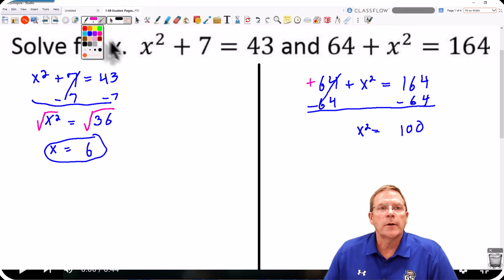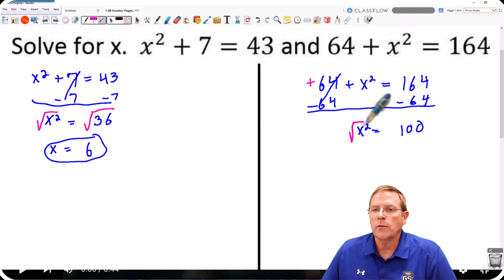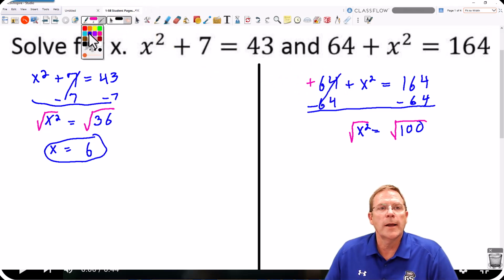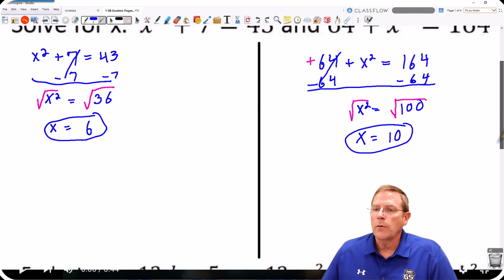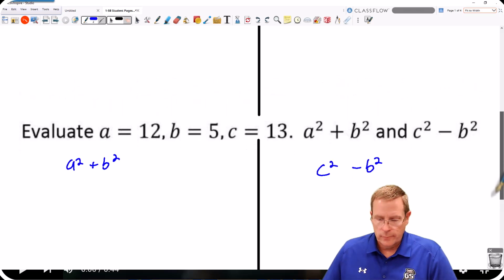Once again, I have to take the square root of both sides, so the square root on the left and the square root on the right. If I do it on one side, I have to do it on the other. The square root of x squared is x, and the square root of 100 is going to be 10. Scrolling down for the next part.